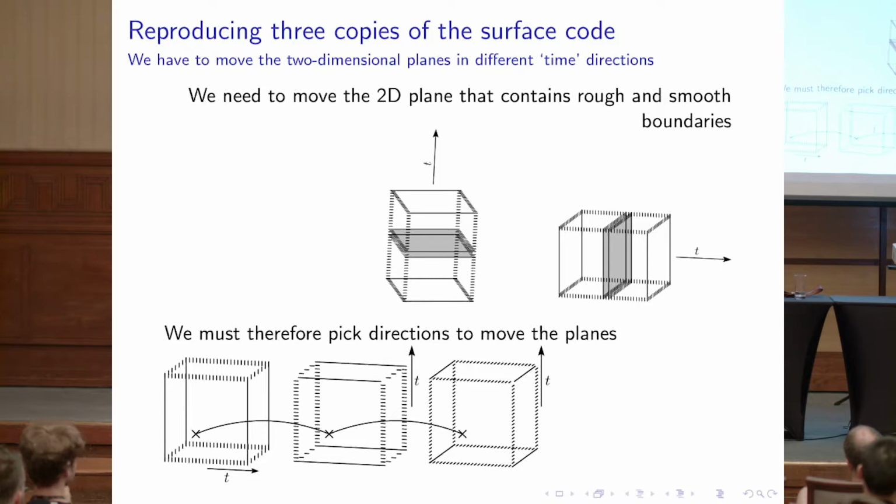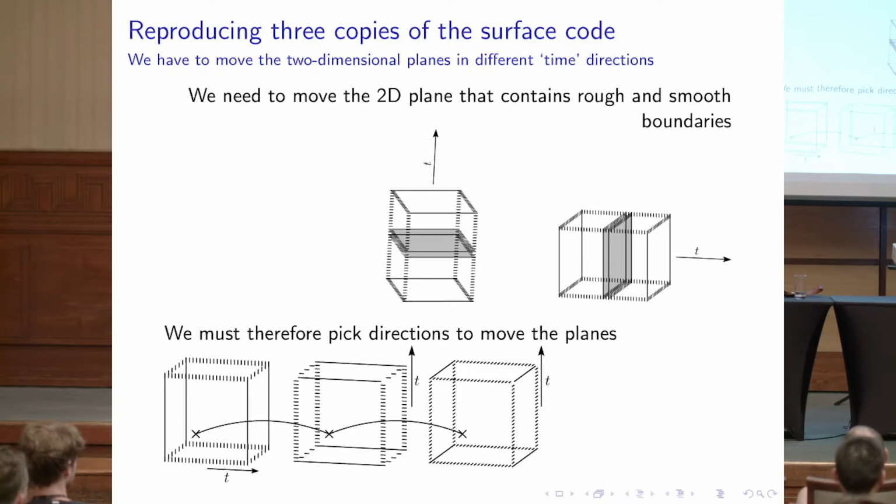So for example, what we could maybe do is take these two codes in the middle and the right. They have rough boundaries on the sides, so we could choose a time direction upwards. But we don't get to do that on the one on the left because it's got smooth boundaries on all of its sides. So we're forced to pick a different time direction, which is a little bit annoying. And that's a problem because I need to interact all the qubits of all these three blocks.